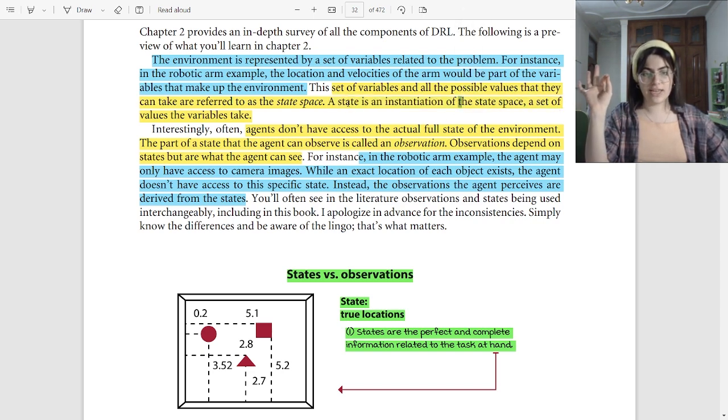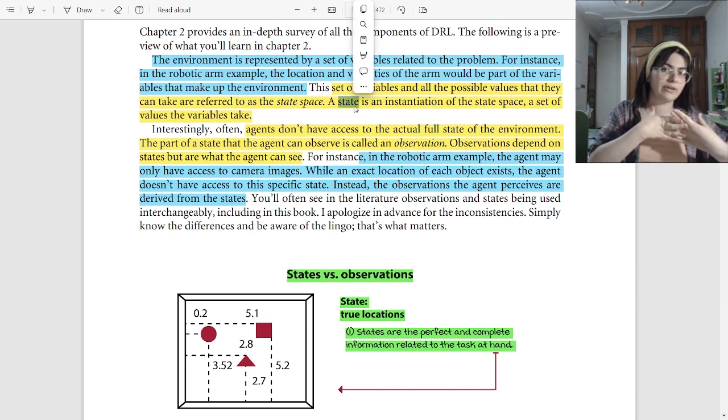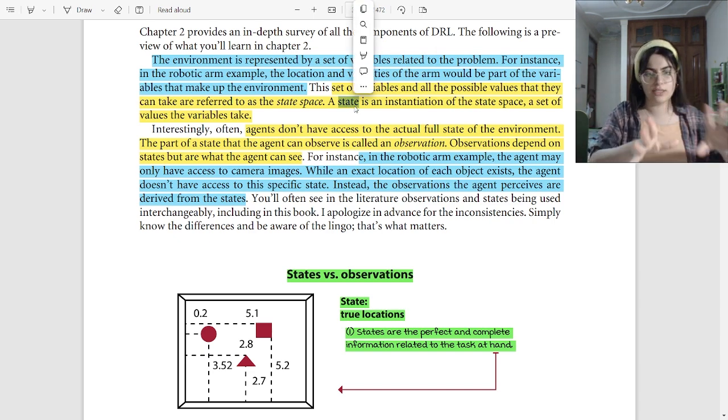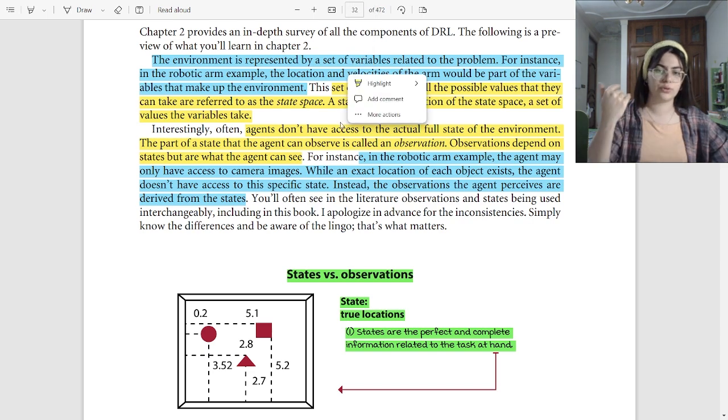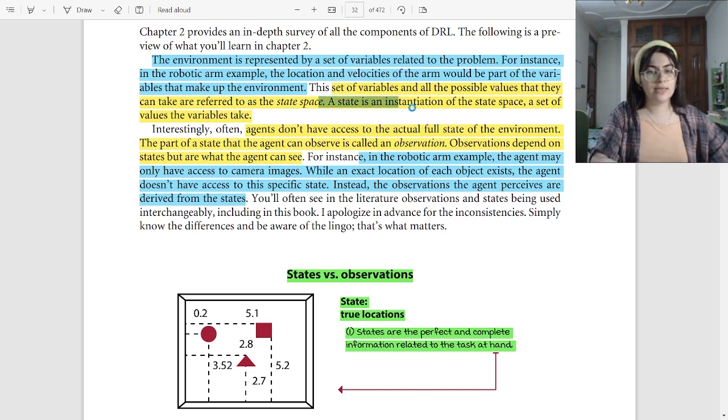So this is a state. We are going to have more explanation on these concepts, but just for the beginning chapter, a state is an instantiation of the state space, a set of values the variables take.